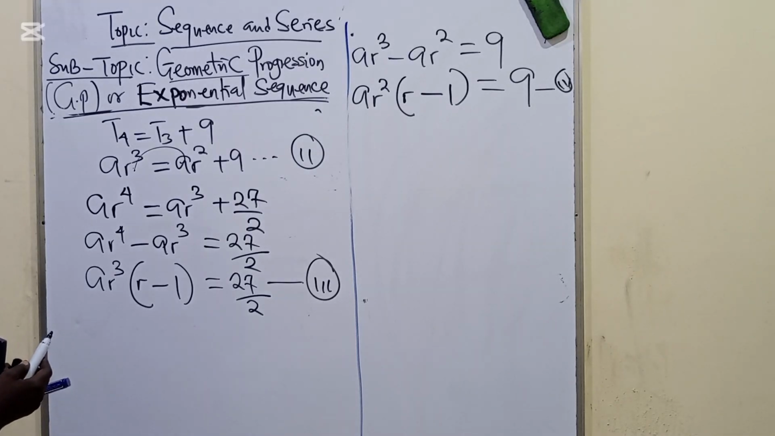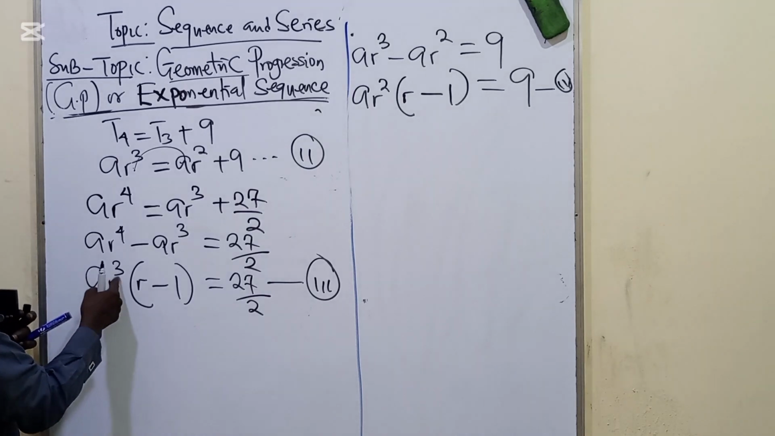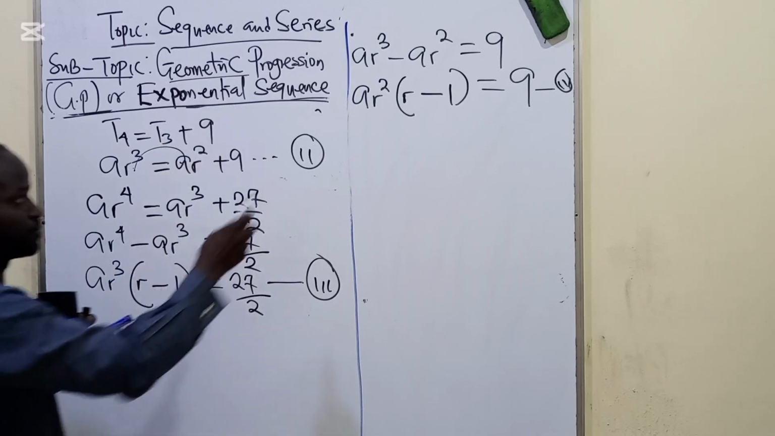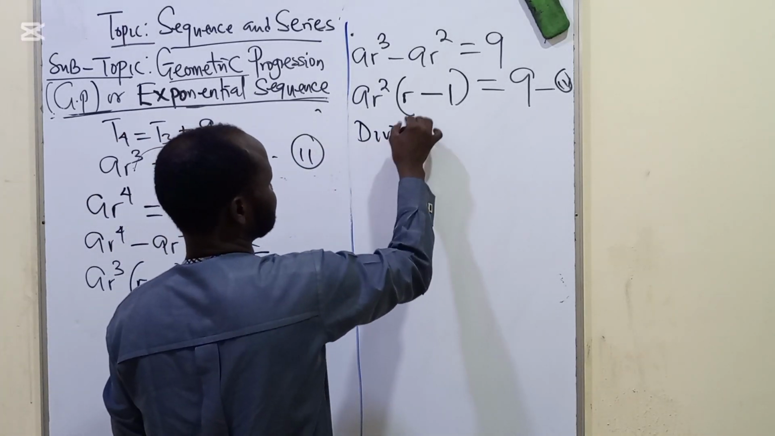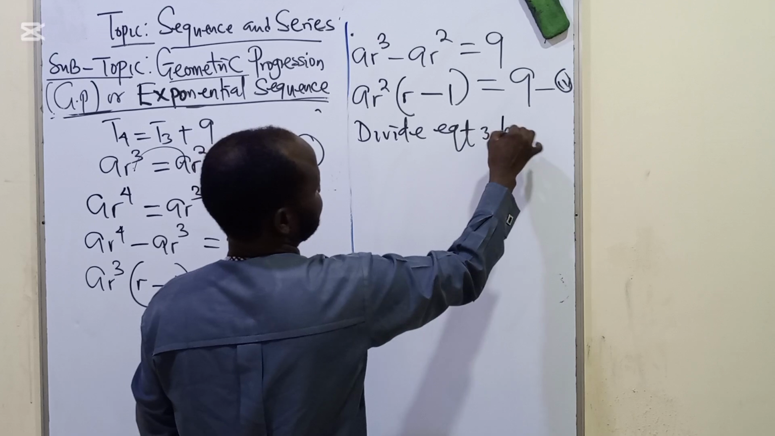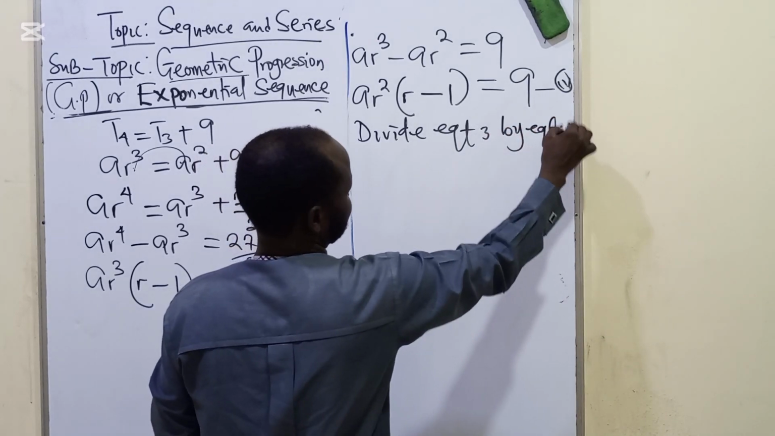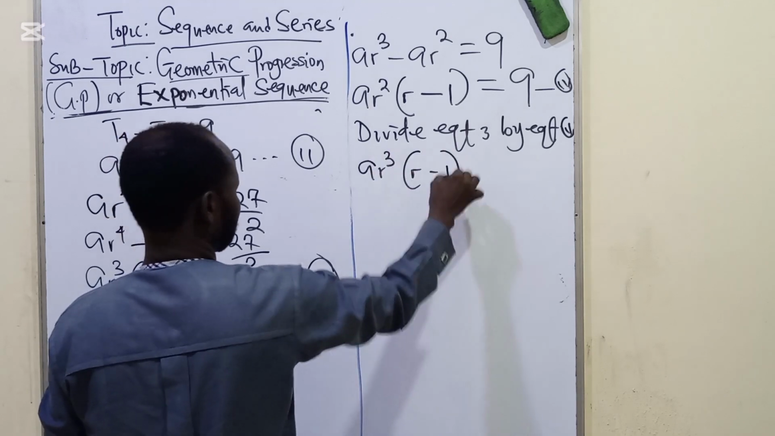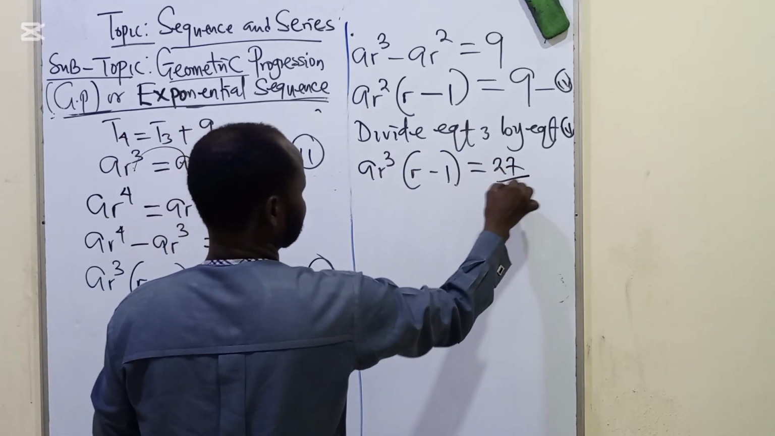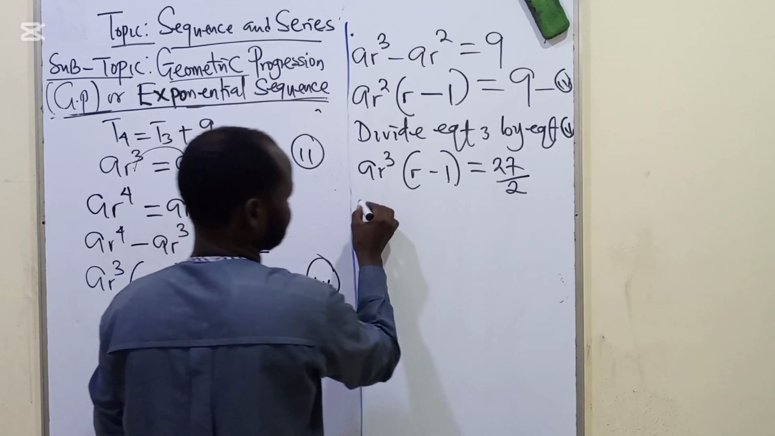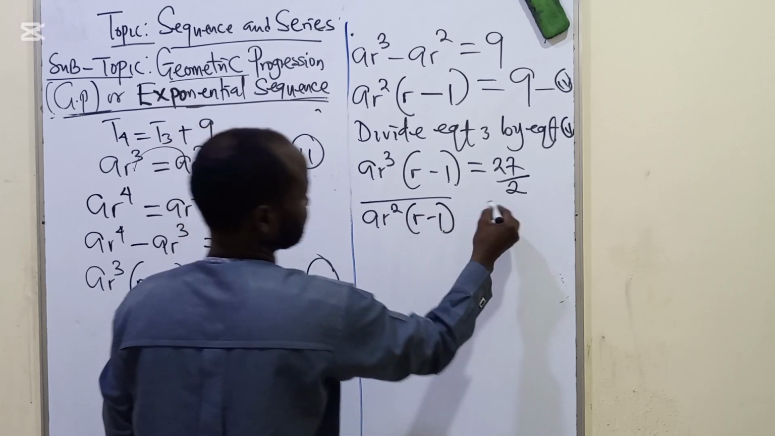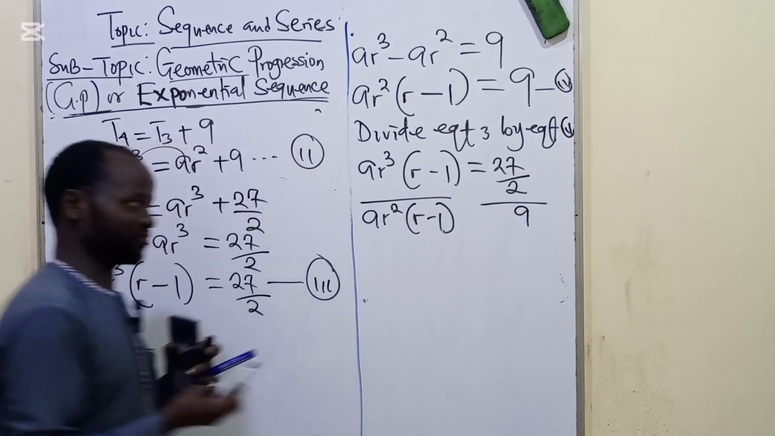Let's divide equation 3 by equation 4. Why? Because we have AR power 3 here and AR power 2, so this is greater. So let's divide equation 3 by equation 4. Very important. Equation 3 is AR power 3, bracket open R minus 1 equals 27 divided by 2. Okay? So we have to divide it by this. Now that will be AR power 2 into R minus 1, then divided by 9. This is what it means.